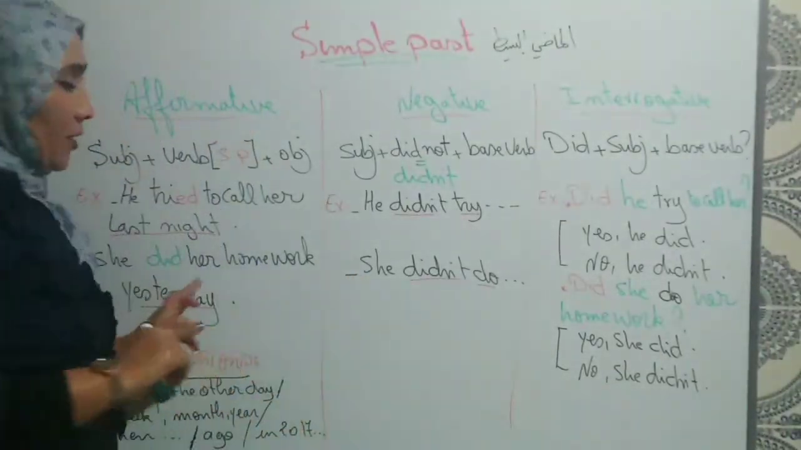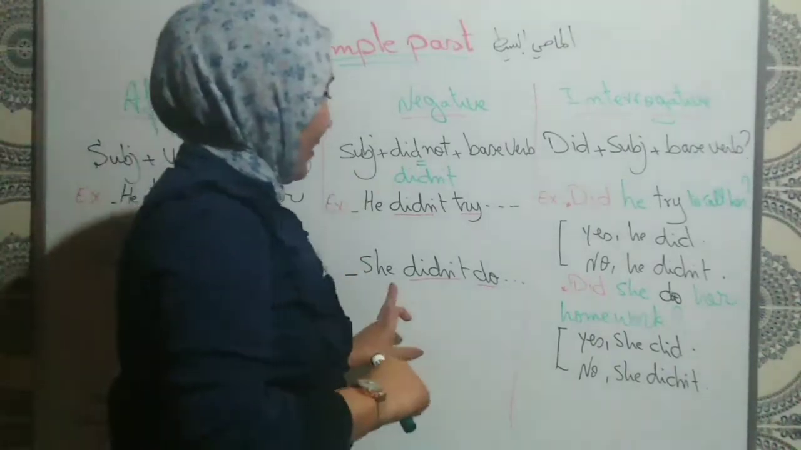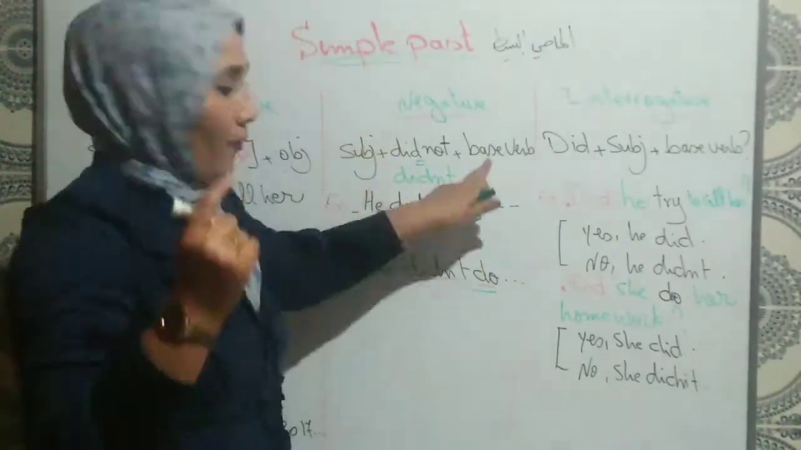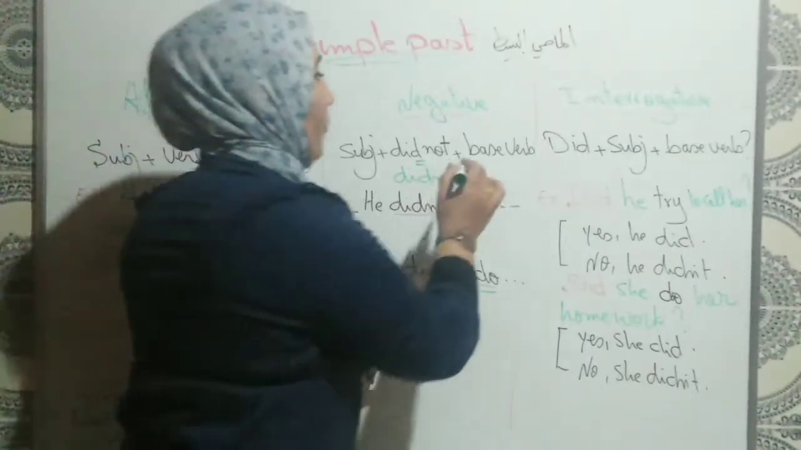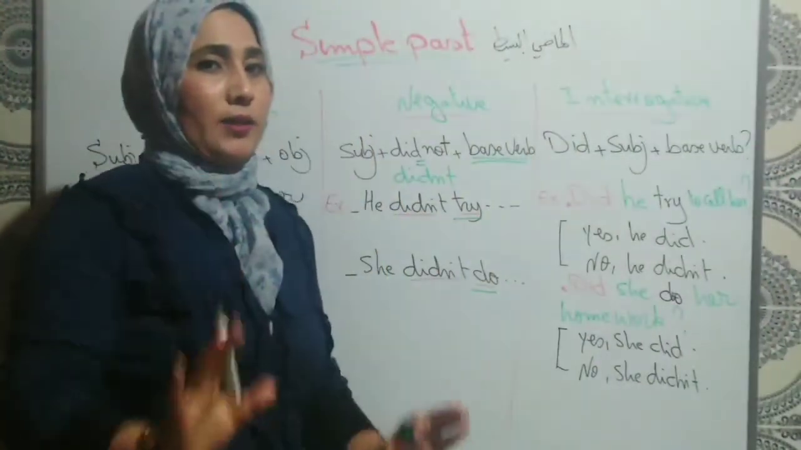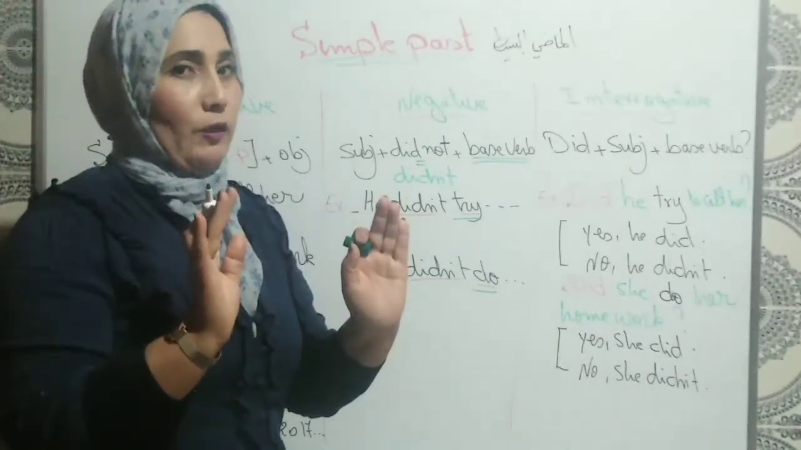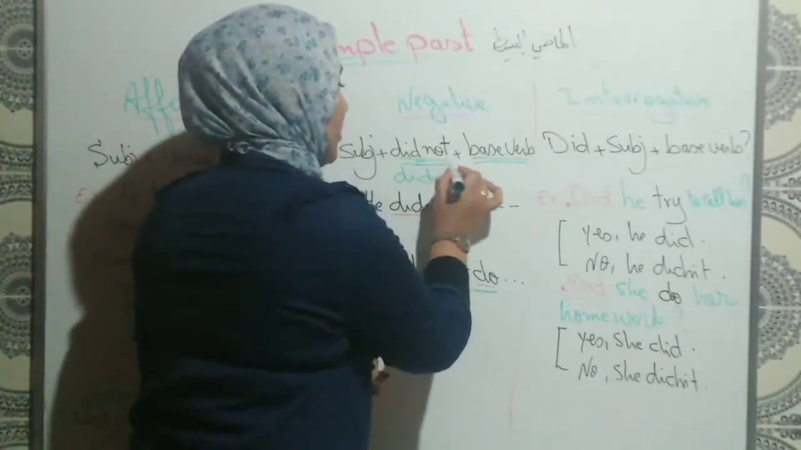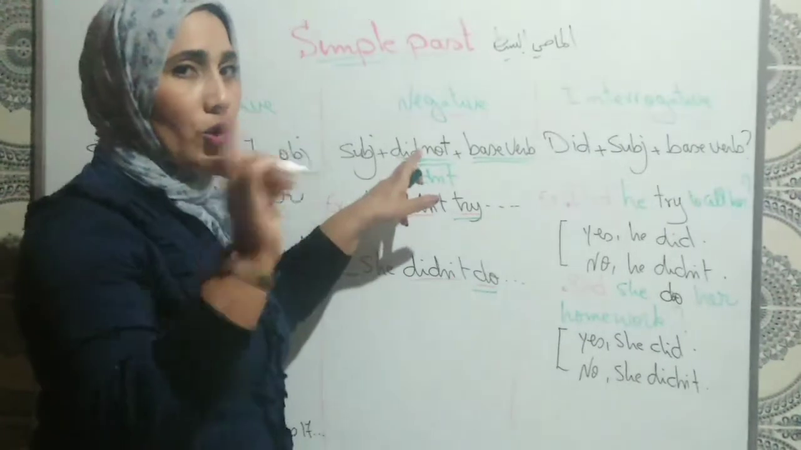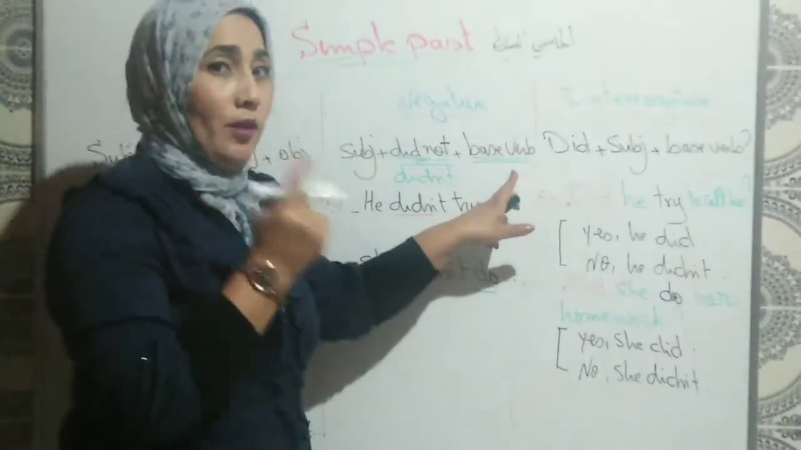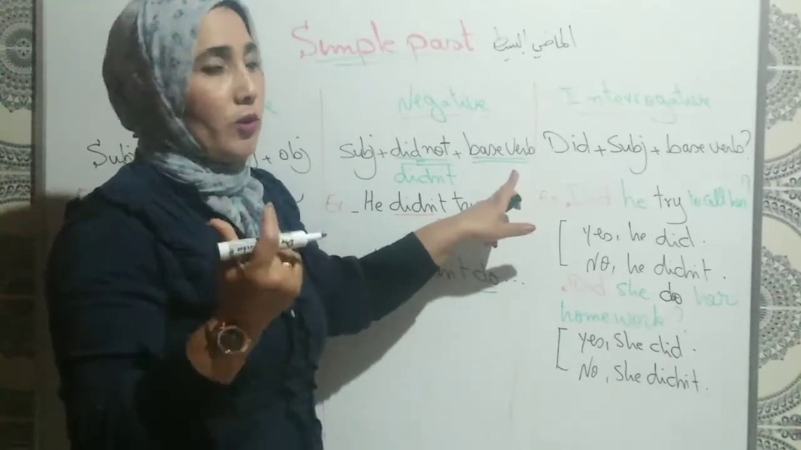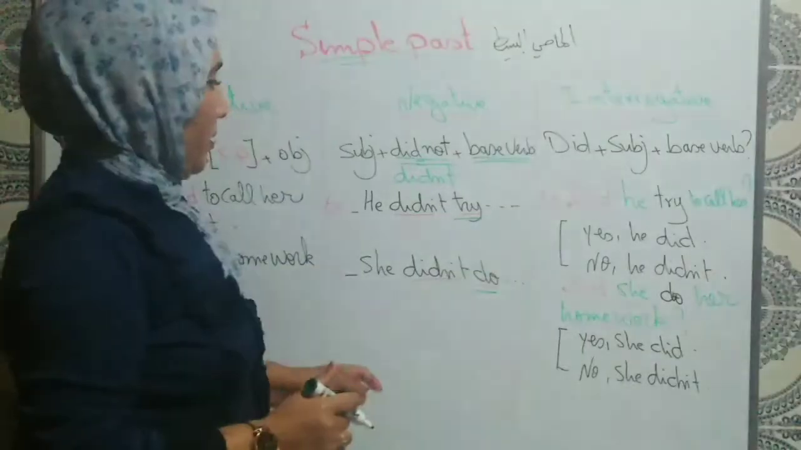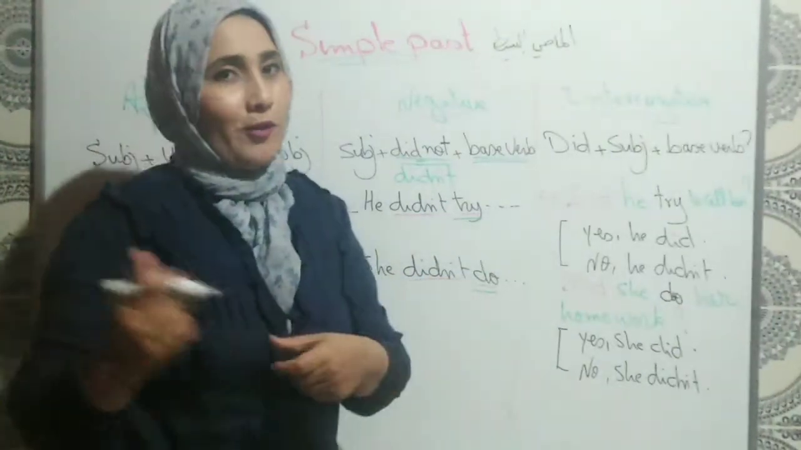Here we have she did her homework. هي أنجزت التمارين. Here she didn't do. You see here we have try and here we have do. فماذا فعلنا هنا؟ يعني حافظنا على الفعل في صيغته الأصلية دون صرف. Okay? لم نصرف الفعل. لماذا؟ لأن لدينا هنا did not. إذا كانت لدينا did or did not, we don't conjugate the verb. We use the infinitive اللي هو the base verb or the verb in its base form. بمعنى الفعل في صيغته الأصلية. Okay? So she didn't do her homework yesterday.